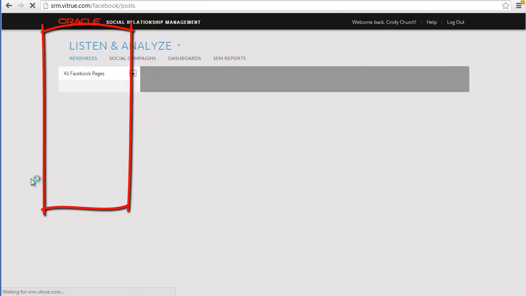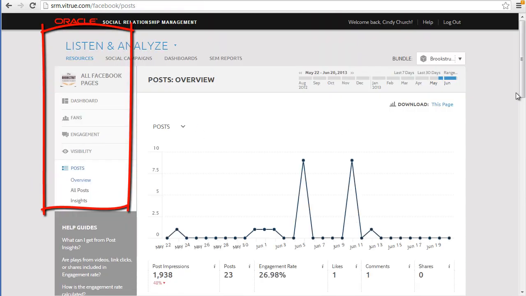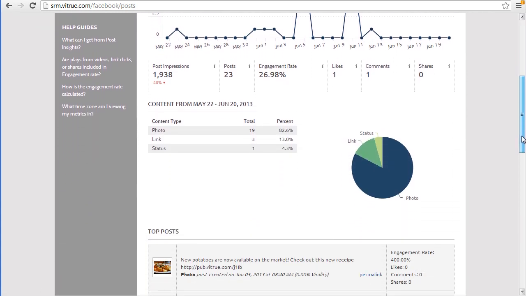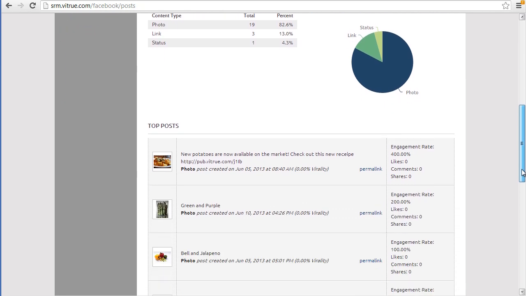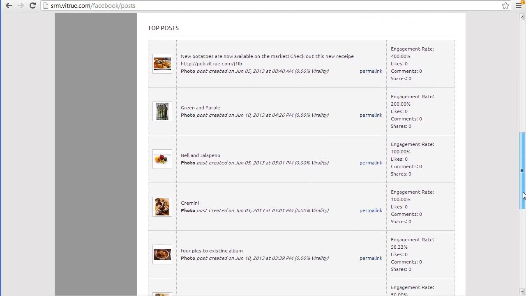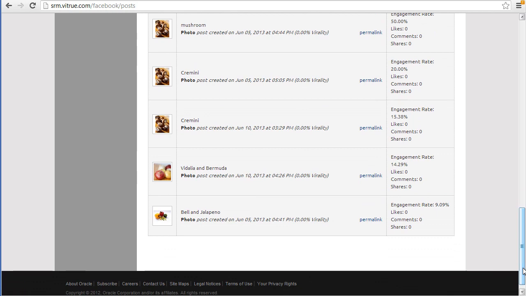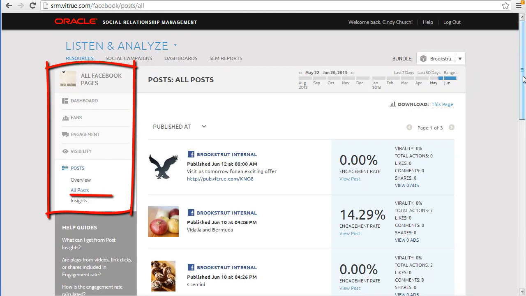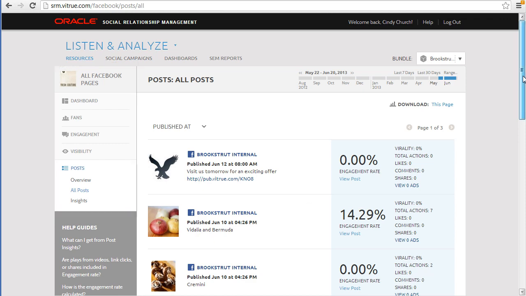The post section shows all of the posts that you sent out from the native tool and the Oracle SRM tool. This section shows you the number of posts for a certain day, content type, and the top engaged posts. All posts show all posts for the specific network, and this example is all Facebook pages.